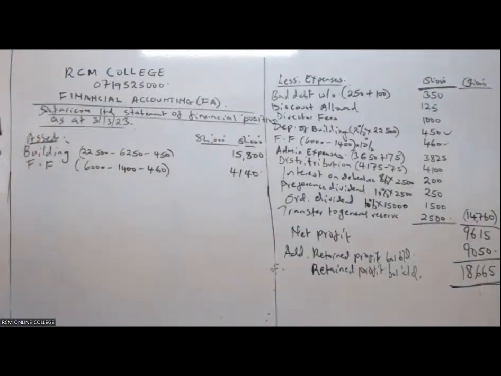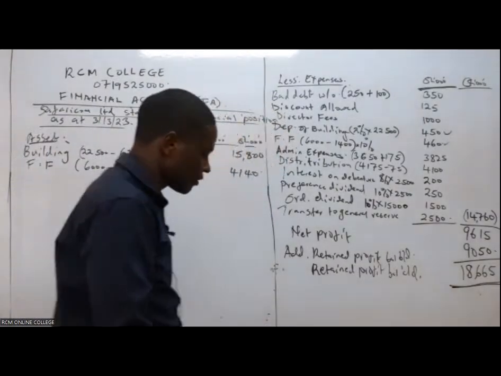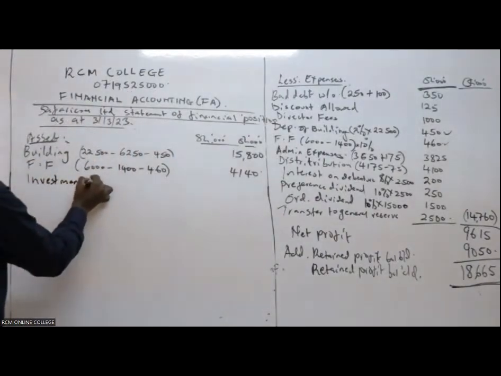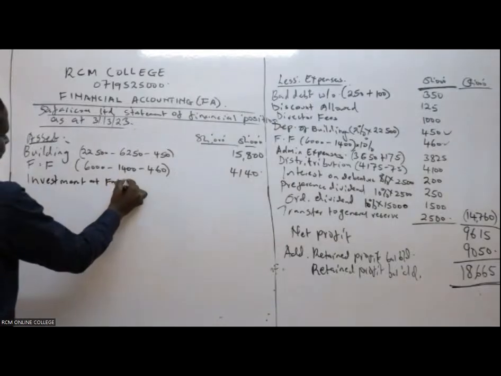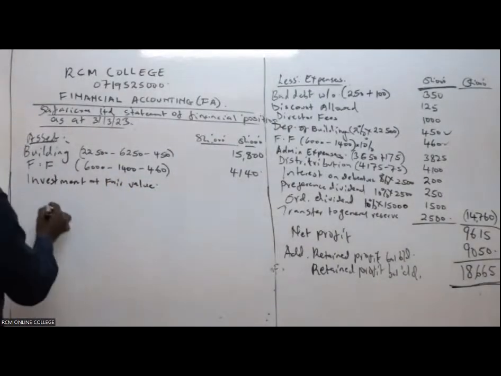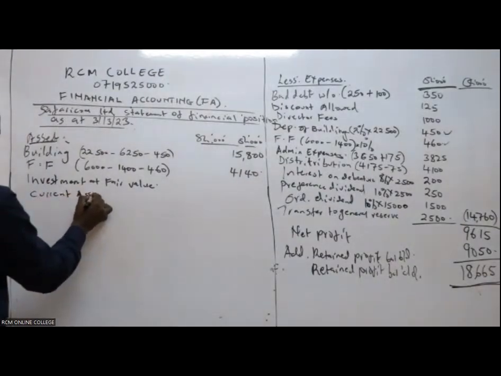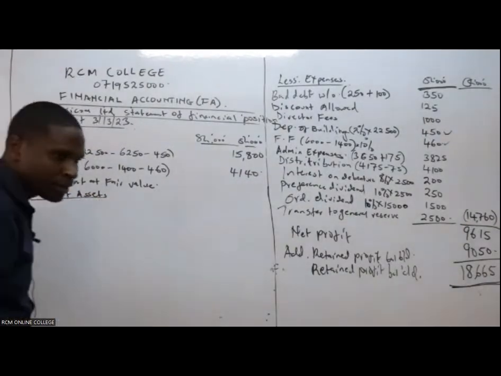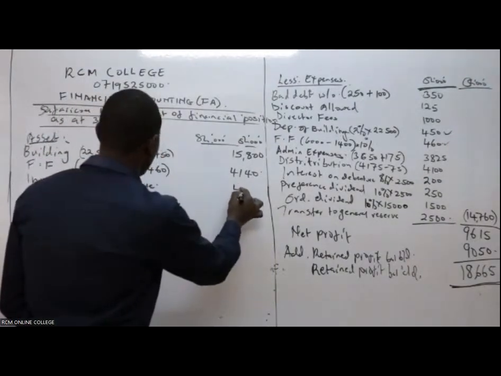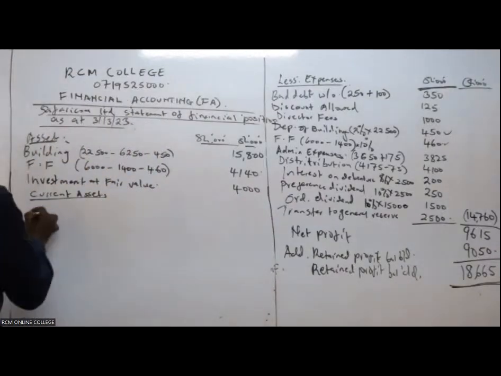And then we had the last item in that question, which was investment at fair value. How much was it? For those who have the question, how much was it? Then we go to the current assets. It was 4,000, I can see. So for the current assets, we have inventory.